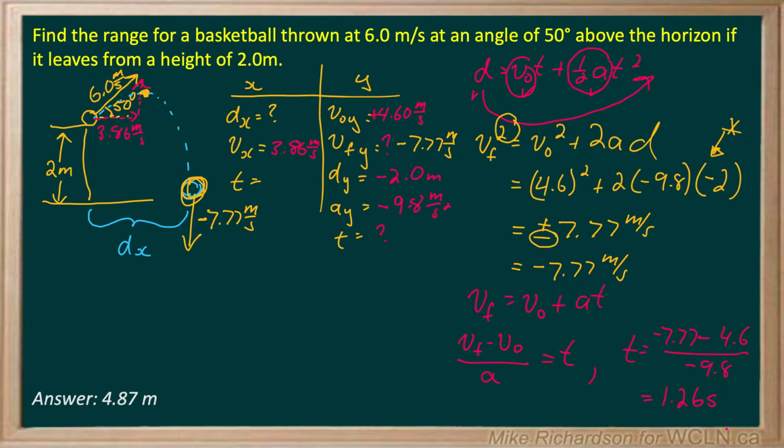Now, if by chance you forgot to take the negative on this question, and if I put in a positive 7.77 right here, you'd end up getting a negative time of negative 0.323. And of course, you can't have a negative time, so we would just automatically reject that. So now we have one step left. That's to find dx. So go back to our horizontal column, our x column. dx is vx times t. We know vx, 3.86 meters per second. We know the time. We're going to use 1.26. And when I multiply those things together, I get my answer, 4.87 meters.